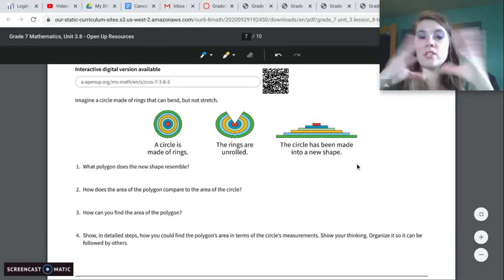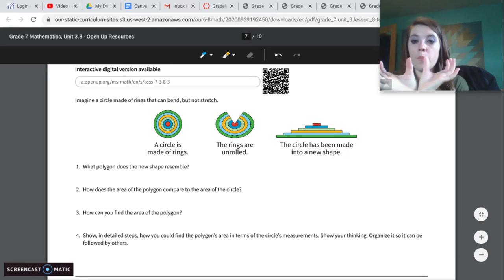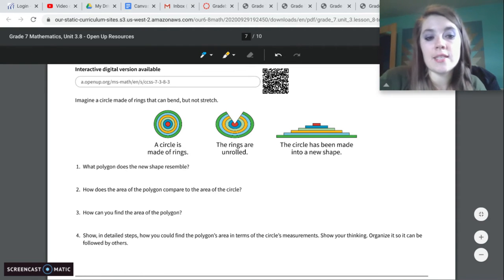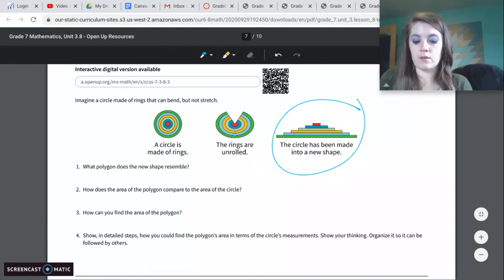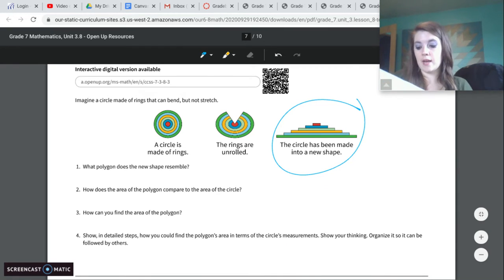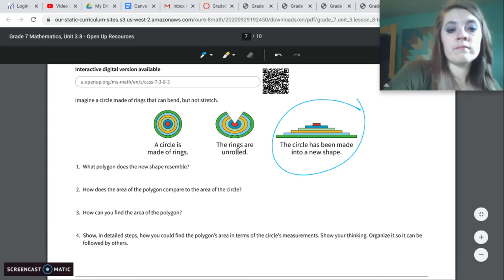So we took the circle made of rings and we kind of just opened it up until we had a flat side. So what polygon does the new shape resemble? So if we look at this new polygon over here, what does it resemble to you? Now, it's not going to be exact, but hopefully you're saying it looks like a triangle.